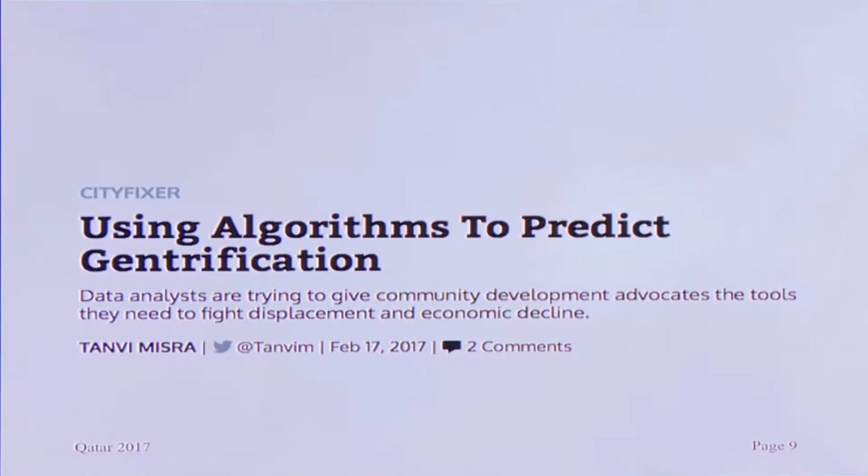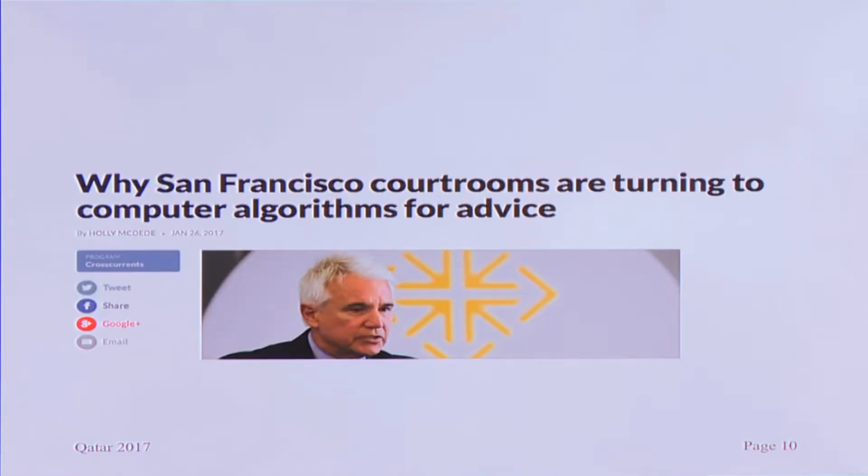Algorithms are used for all sorts of weird things. You can predict gentrification, apparently, using algorithms. So if you want to know if your neighborhood's going to get gentrified or not, you can pick up the right algorithm. Courthouses, so even in law, algorithms are being used to give advice. Basically, courtrooms are turning to algorithms for advice.